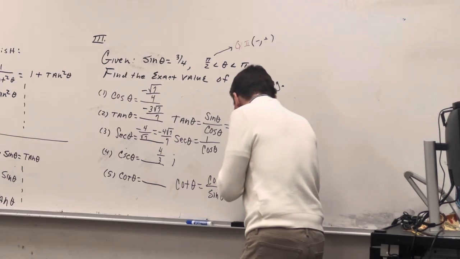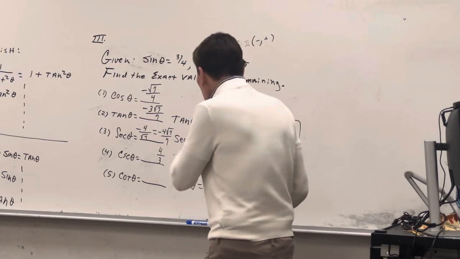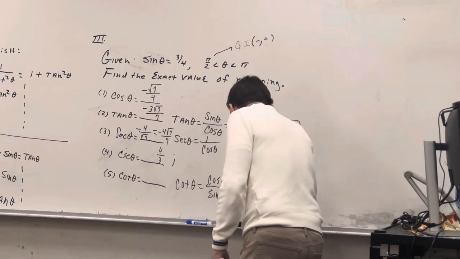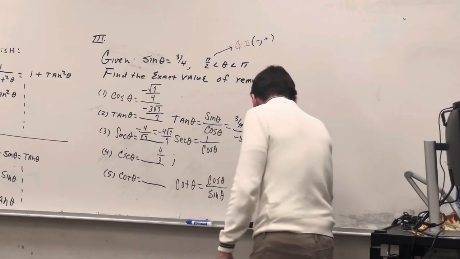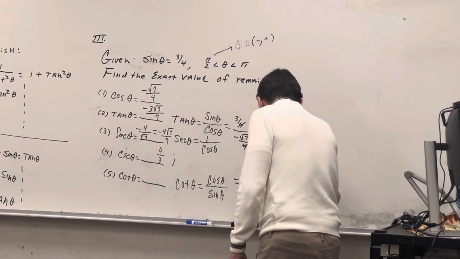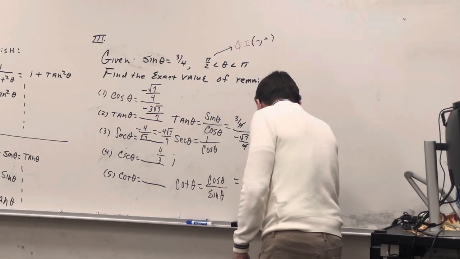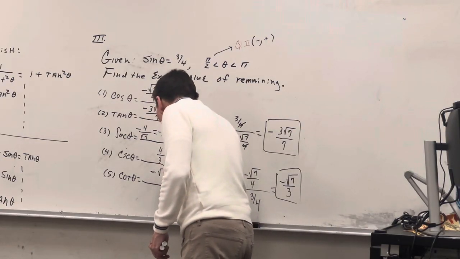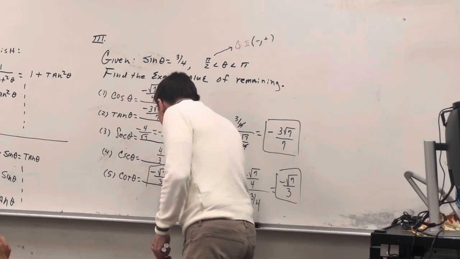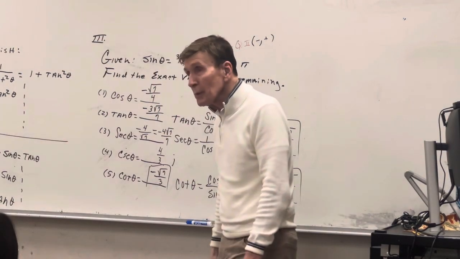Sine is given to me, 3/4. The 4's cancel. So it looks like I end up with a negative radical 7 over 3. See if you guys agree. And that goes here. Do we agree?